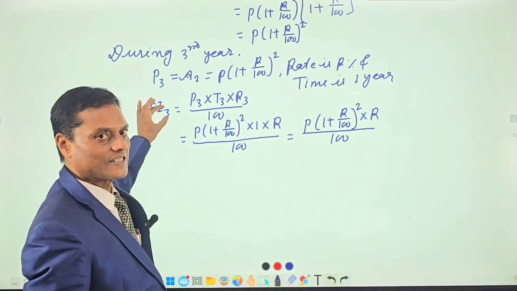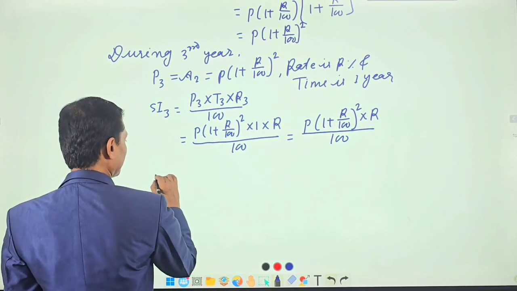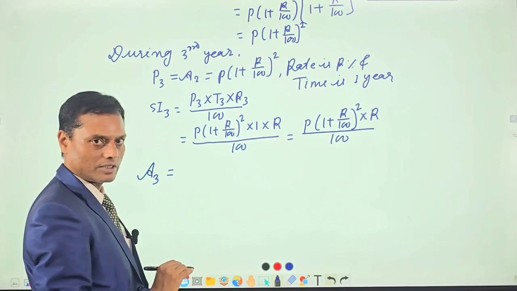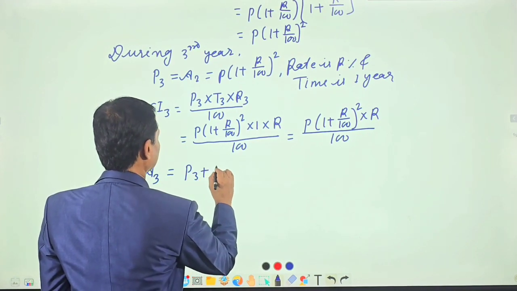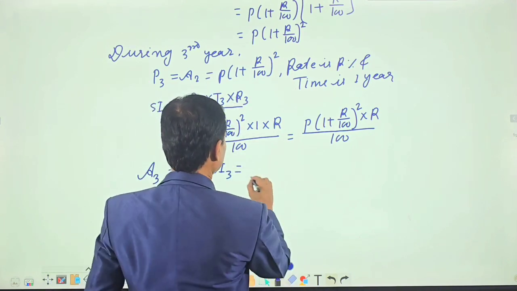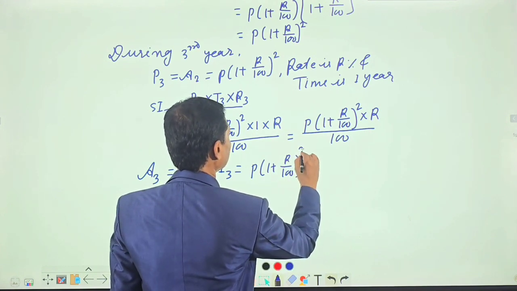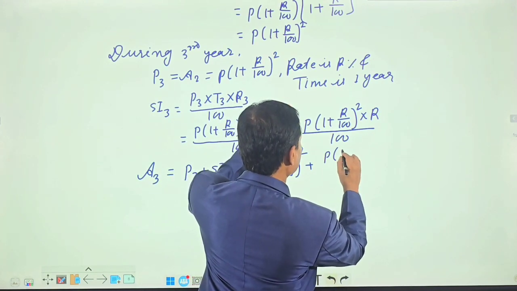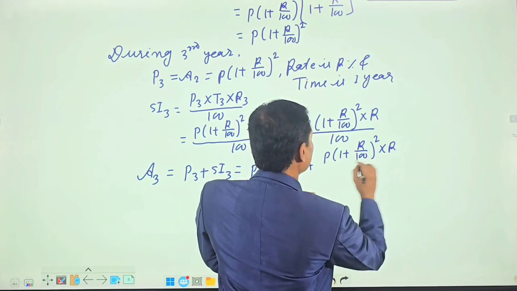So when this simple interest is added to the principal, that becomes the amount, right? So I can write here the amount, that is A3, the amount at the end of third year. Amount equals P3 plus SI3. And P3 we have got, that is P times (1 plus R by 100) to the power 2, plus SI3, that is P times (1 plus R by 100) to the power 2 into R over 100.